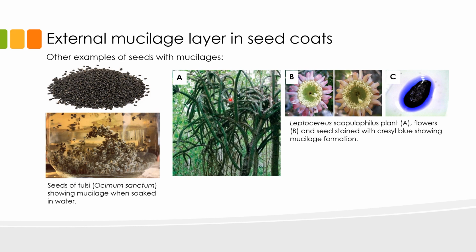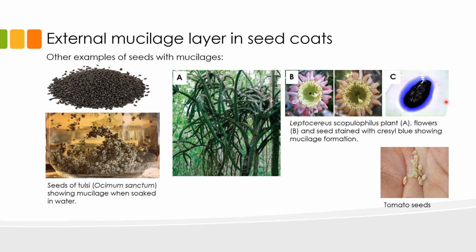In panels A, B, and C, we have the plant, flower, and seed of the cactus Leptocereus scopulophilus. Panel C shows a seed of this cactus stained with crescent blue. The cloudy blue structure surrounding the seed is actually the mucilage.